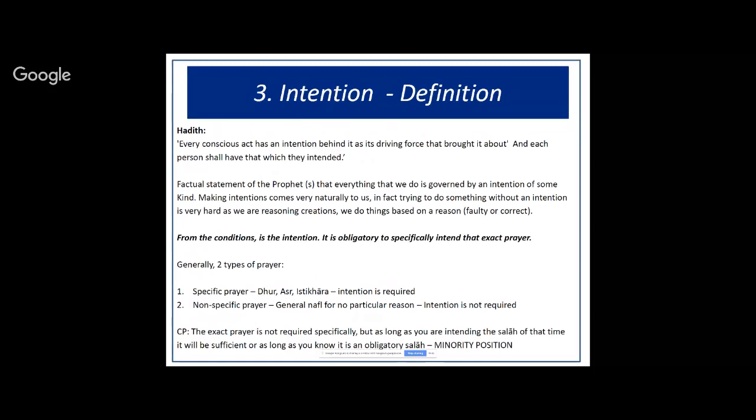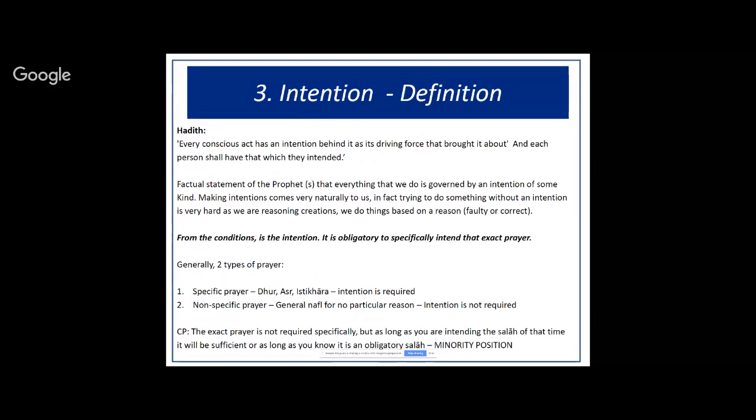For Asr time, you have to specifically intend Asr prayer. And the class position we said is that the exact prayer is not required specifically, but as long as you're intending the salah of that time, it will be sufficient. Or as long as you know you're doing an obligatory salah of that time, this is sufficient to be a valid intention. Like I mentioned, when you're sitting on your sofa and you know it's Dhuhr time, you have to pray. So you get up and go and pray.